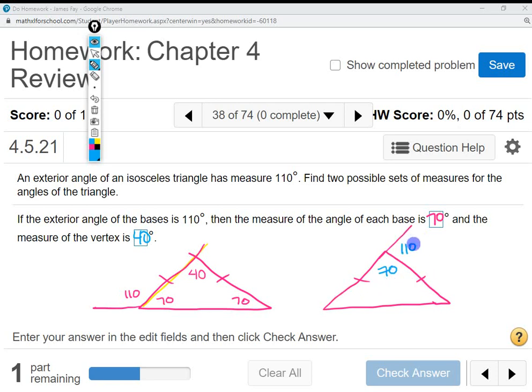But if they're going to add up to 110, what was the feature about base angles in an isosceles triangle? They're the same. So what do I do with 110 then to get divided by 2? Should give me 55 and 55. So that's all predicated on whether we know that 110 to be an exterior angle to a vertex angle or an exterior angle to a base angle.